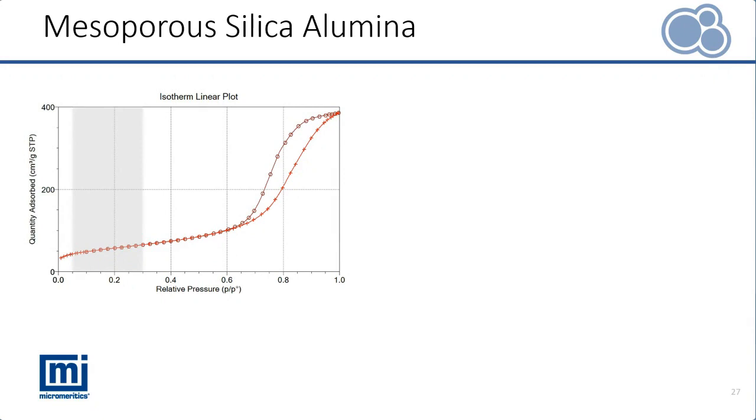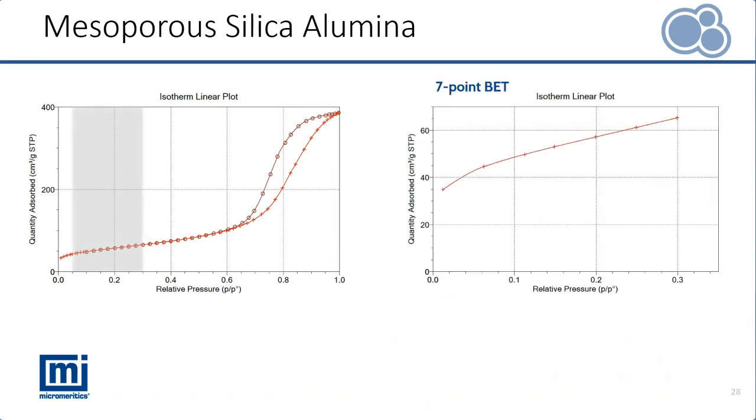I mentioned earlier that we can either use the data points from a BET range of a complete isotherm, like we see here. I highlighted this BET range in gray. Or alternatively, we just collect several data points in that range, like shown here. In this case, it is a 7-point BET measurement.